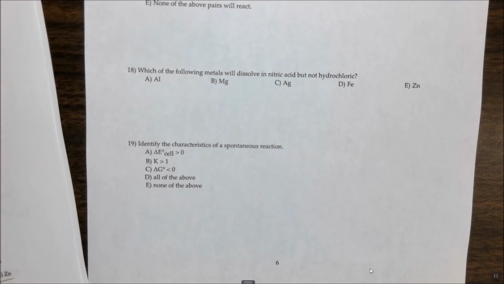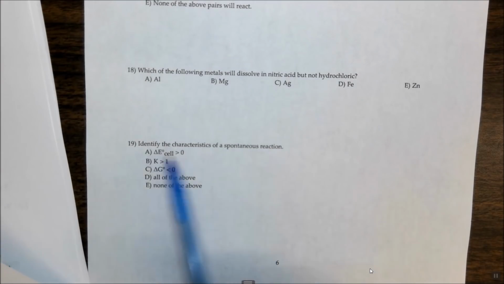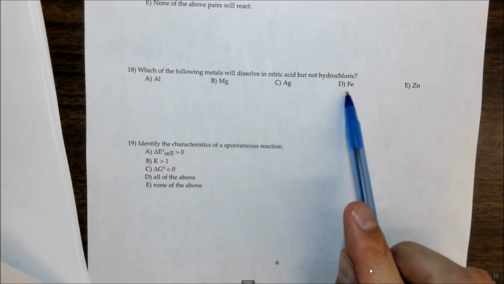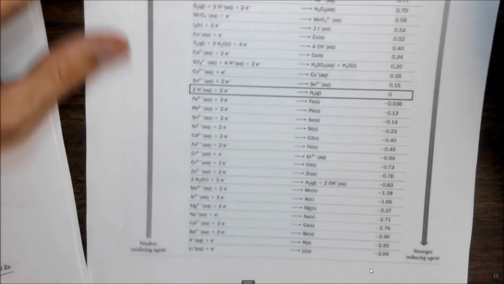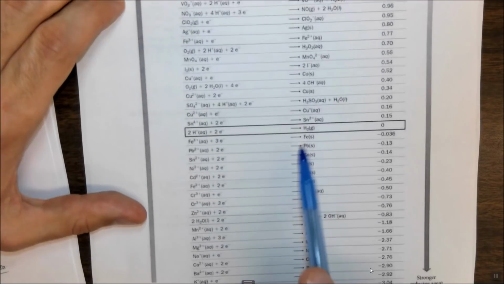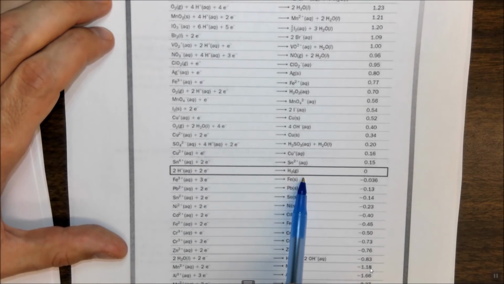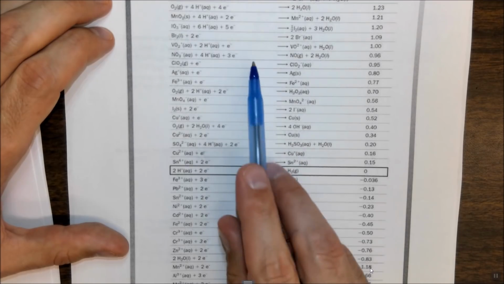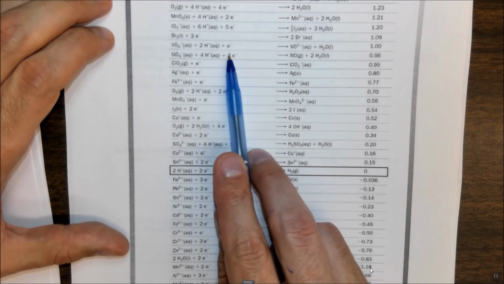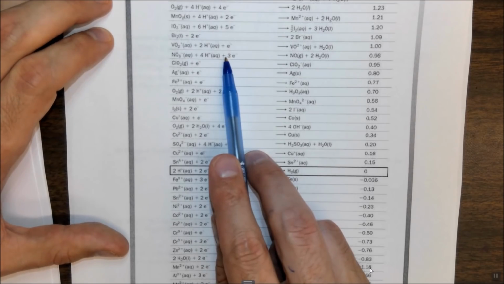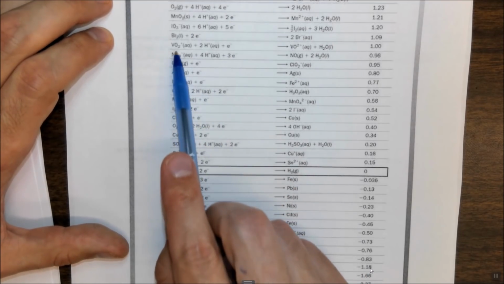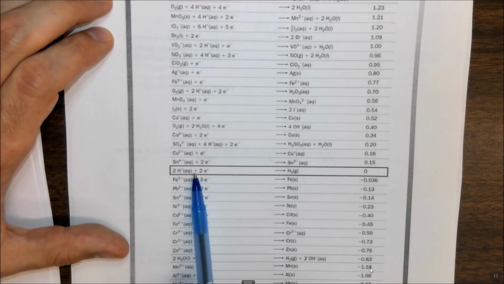Number 18 says, which of the following metals will dissolve in nitric acid but not hydrochloric acid? And we have aluminum, magnesium, silver, iron, and zinc. So here's what you want to do. What we're looking for is comparing the reduction potential of hydrogen versus the reduction potential of nitrate. So nitrate is an oxidizing acid. Nitric acid is an oxidizing acid because the nitrate can also oxidize things, not just the hydrogen.